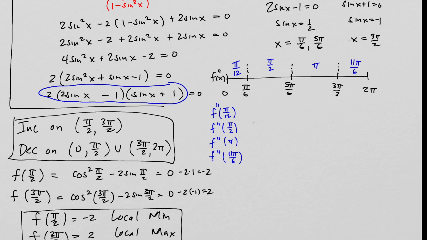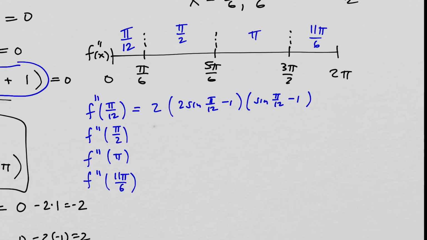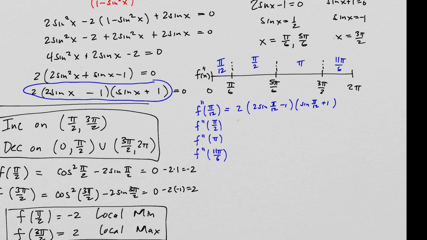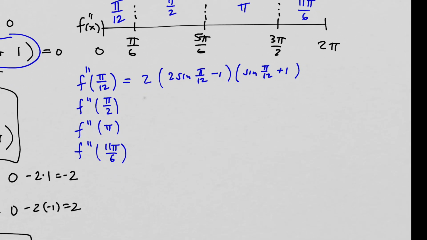And I'll just do the first one. And then for the rest, I'm just going to write down the results. So for the first one, we have 2 times 2 sine of pi over 12 minus 1, and then sine of pi over 12 plus 1. And I just want to know, is this positive or is this negative? Excuse me, this is plus 1 on the last part there. There we go. Well, sine of pi over 12 is a positive number because it's in the first quadrant. Plus 1 is a positive number. This is also a positive number, so the only question is whether this is positive or negative.